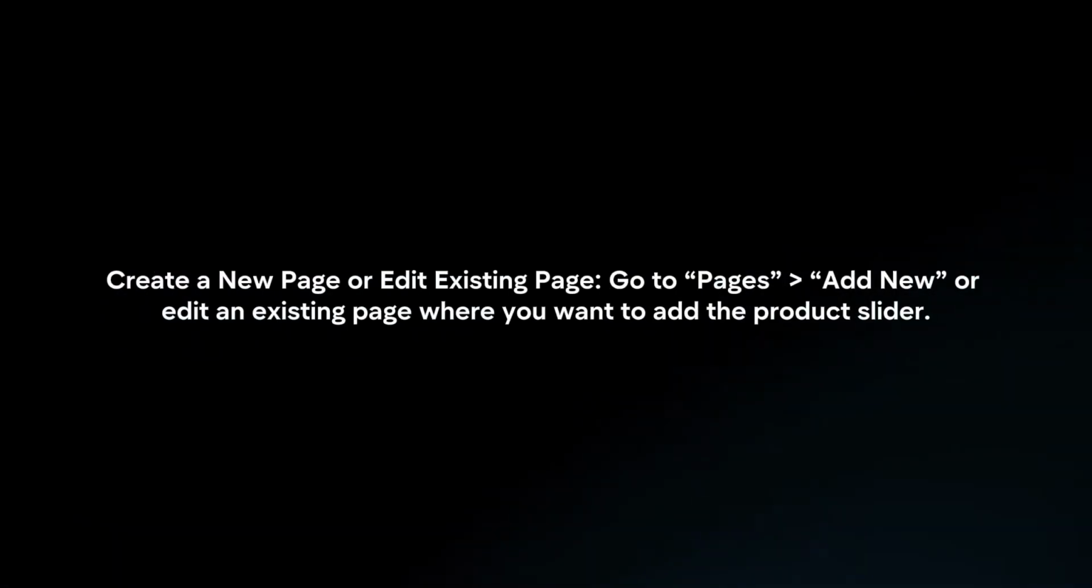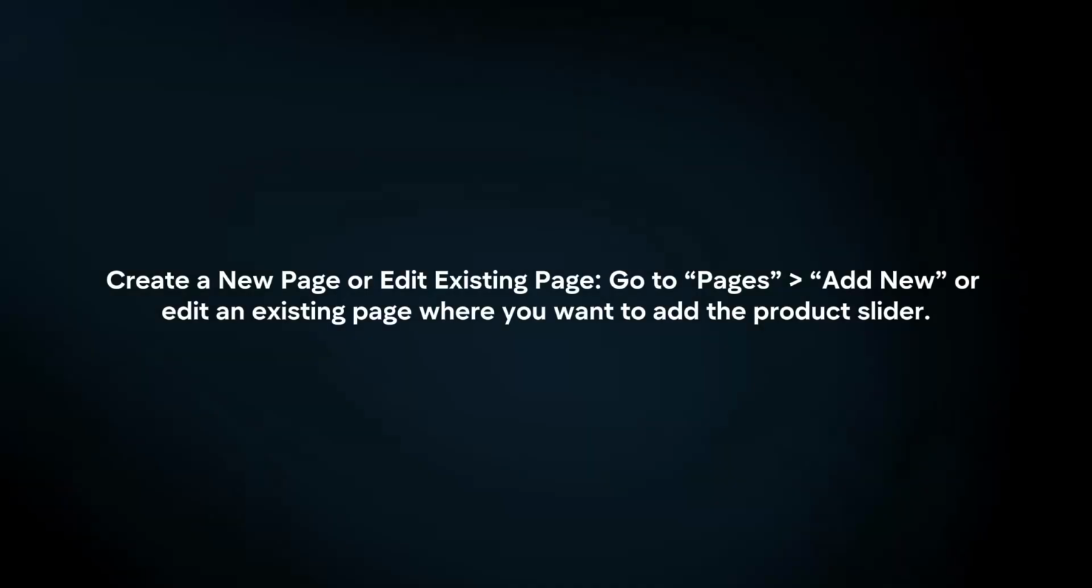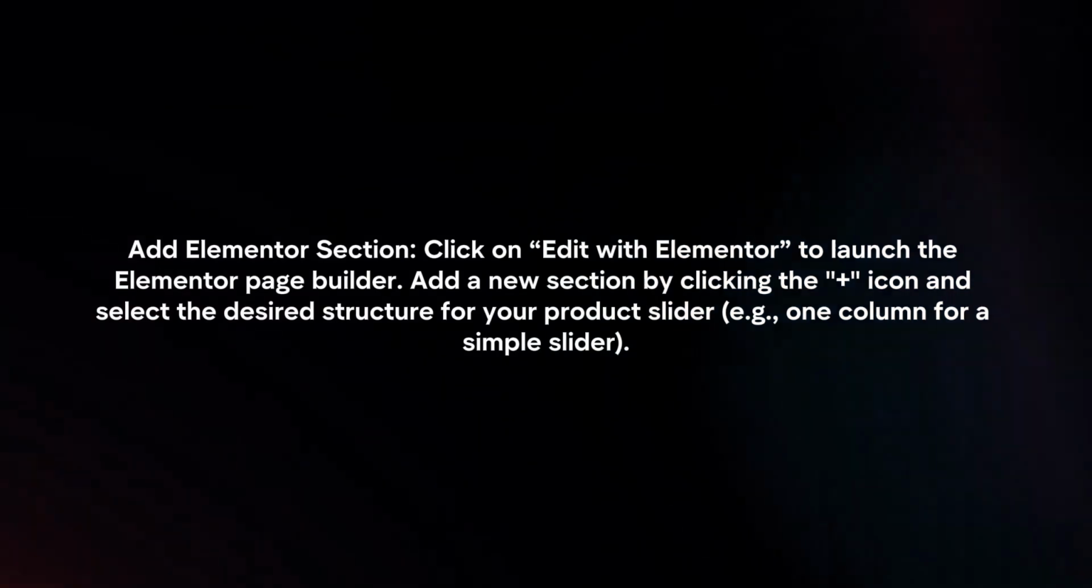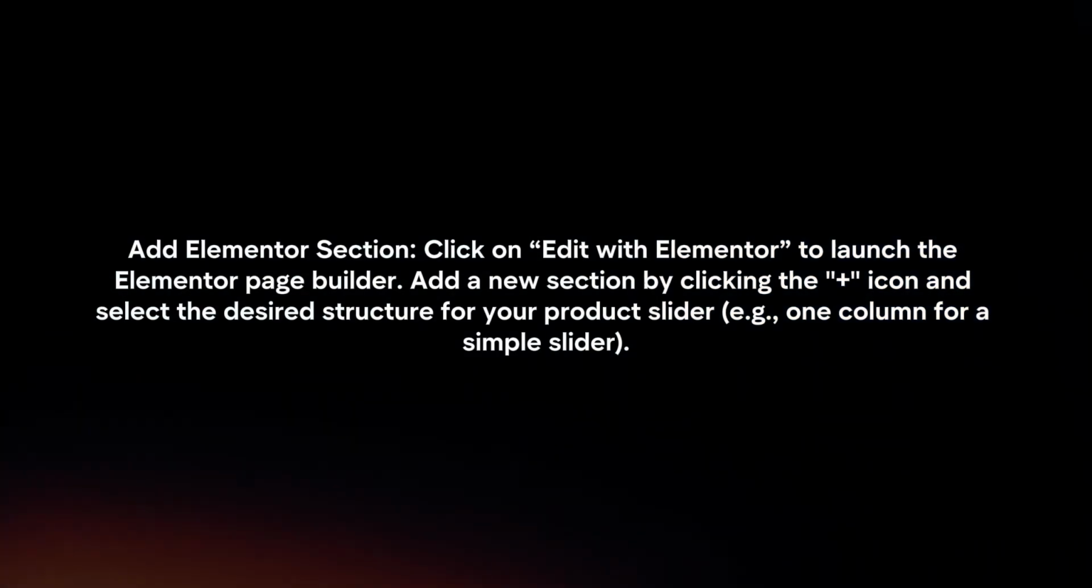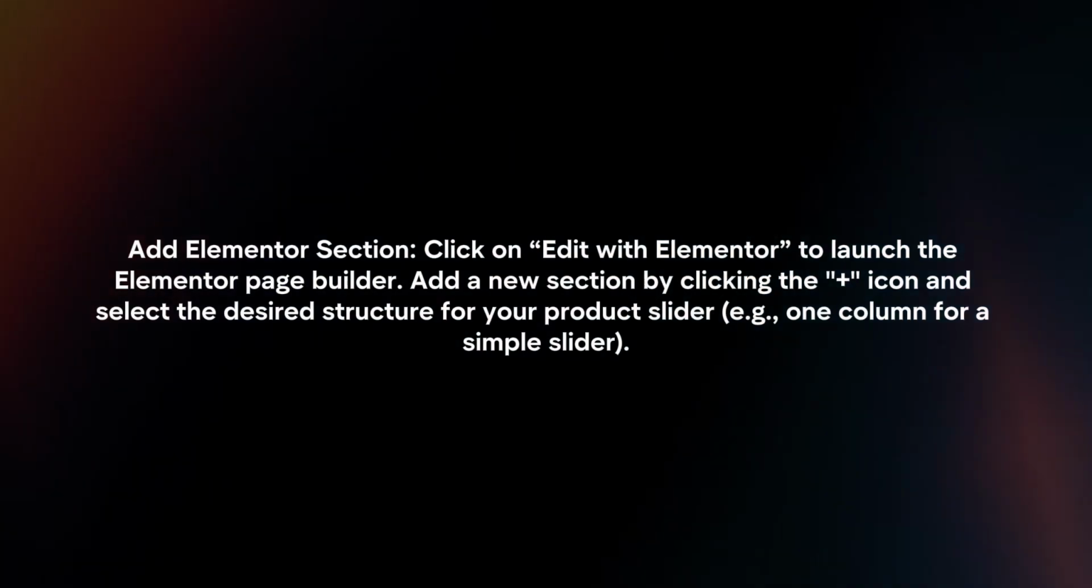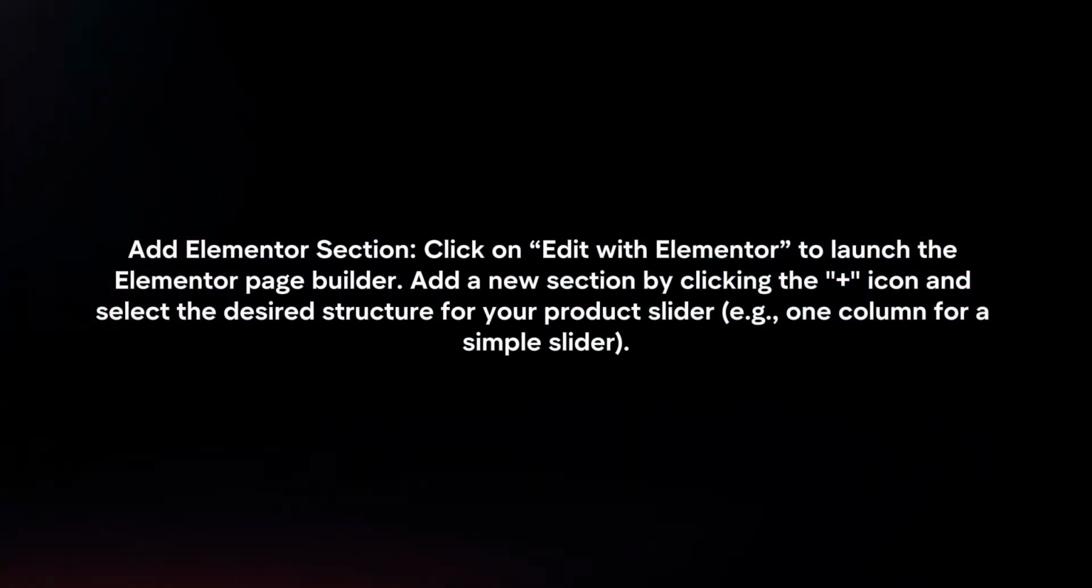Create a new page or edit an existing page. Go to Pages, add new or edit an existing page where you want to add the product slider. Add Elementor section. Click on Edit with Elementor to launch the Elementor page builder. Add a new section by clicking the plus icon and select the desired structure for your product slider.